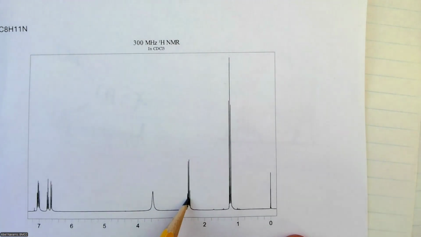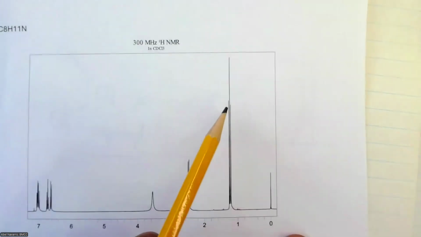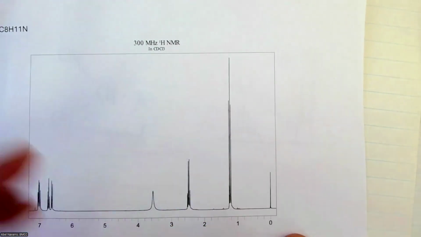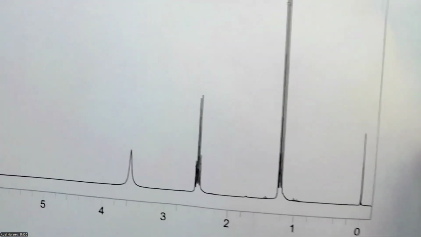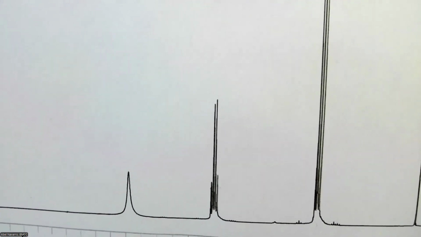That's a quartet followed by a triplet. See, quartet: 1, 2, 3, 4. 1, 2, 3. You see it closer? You will see the details of the quartet. Yes, a quartet. And that's a triplet. See the 3 lines? 3 lines, that's a triplet.